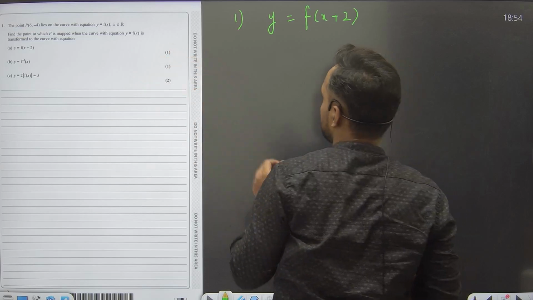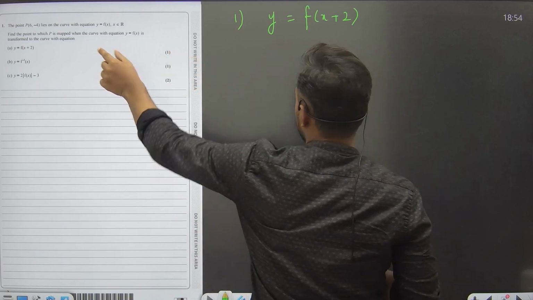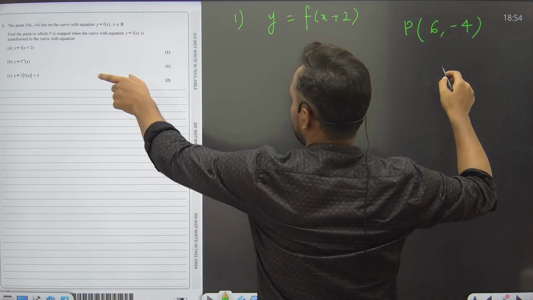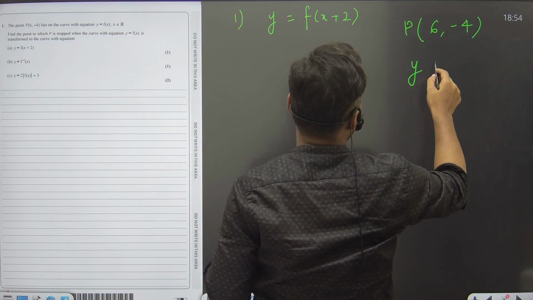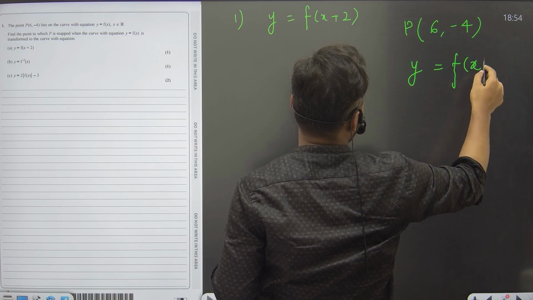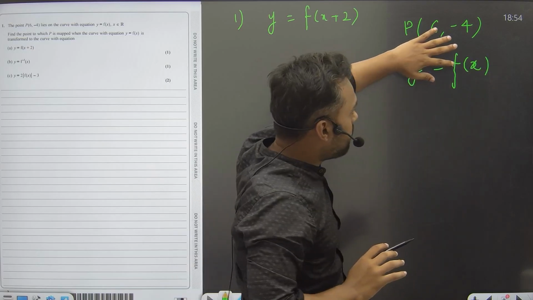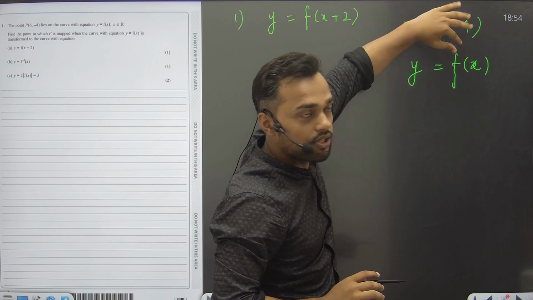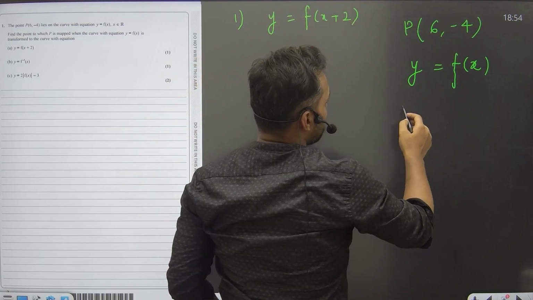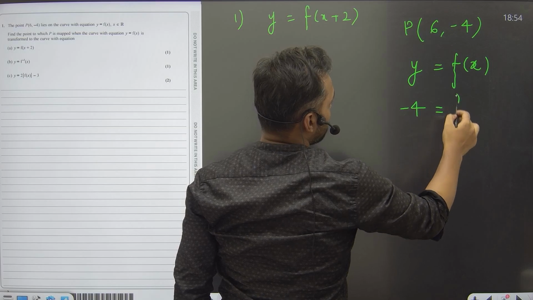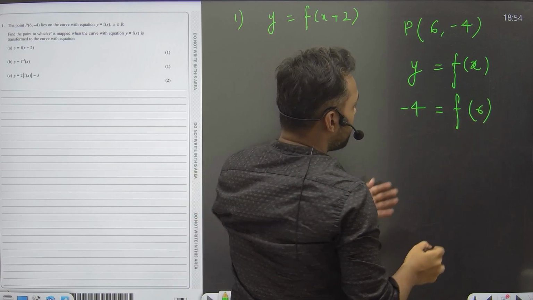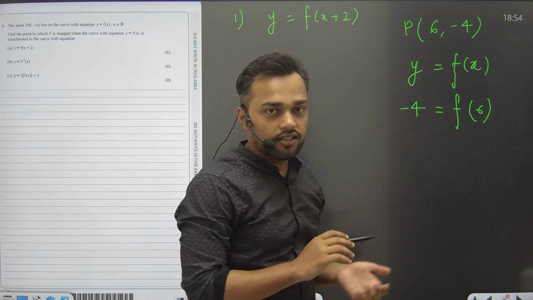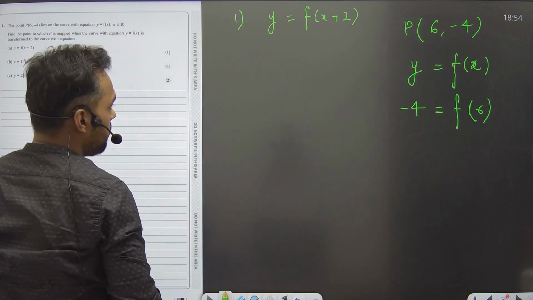Now in the question you can see that this particular point P is lying on the curve with the equation y equals f(x). So from here what we can say, that this particular point is lying on this curve. This is mentioned. So we can say that minus 4 equals f of 6. It will satisfy, because this point is lying on this particular function, so it will satisfy this part. So negative 4 will be equal to f of 6.